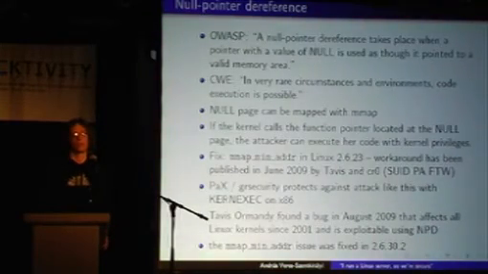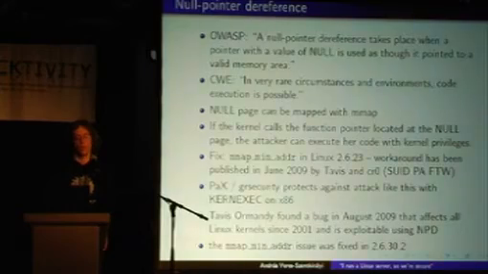But a plain vanilla Linux, loved by most people, is not protected with the earlier workaround. Tavis Ormandy found a nice bug in August 2009 that affects all Linux kernels, a lot of them, and is exploitable using null pointer dereferencing. I think this was one of the reasons Linus Torvalds got a brownie. This issue was resolved in kernel 2.6.32.